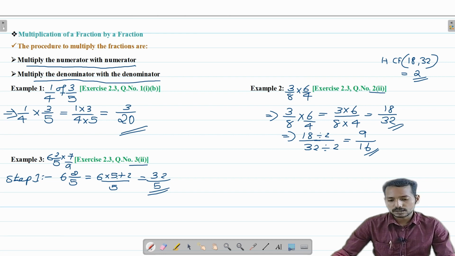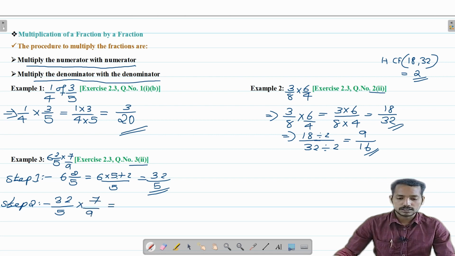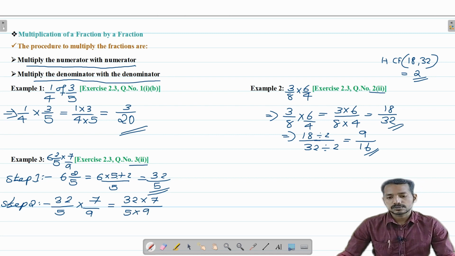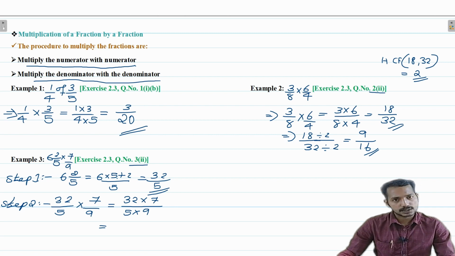Now multiply. In step 2 we multiply this obtained fraction by the second one. So we will get 32 divided by 5 into 7 by 9. What will be the answer? Just multiply the corresponding numerators. So we will get 32 into 7 divided by 5 into 9. Clear? 32 into 7 gives us 224, divided by 5 into 9, which is equal to 45.